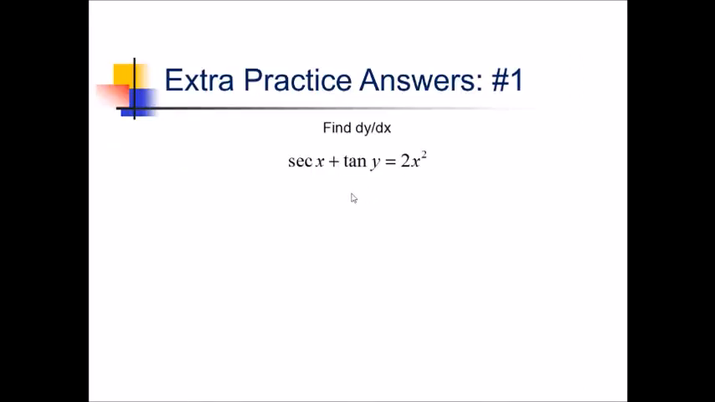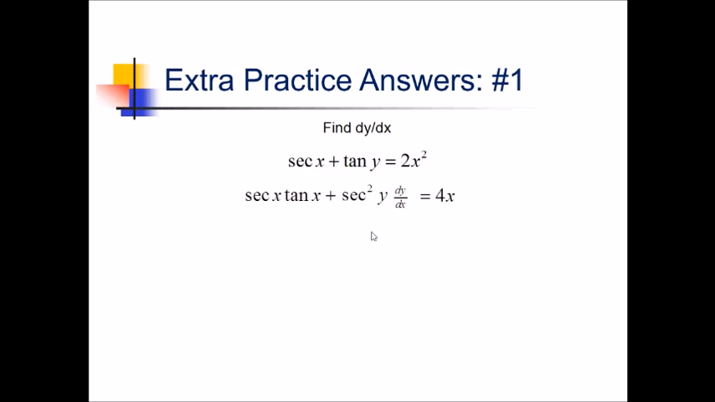For number 5, getting y by itself would be a huge pain, so we're just going to do implicit differentiation for this, going from left to right. Derivative of secant of x, that'll be secant x tan x. Derivative of tan of y, that's going to be secant squared of y times dy over dx. And then finally on the right side we've got 4x.